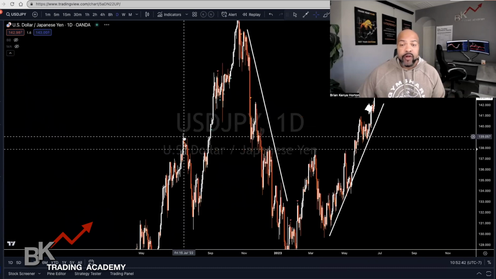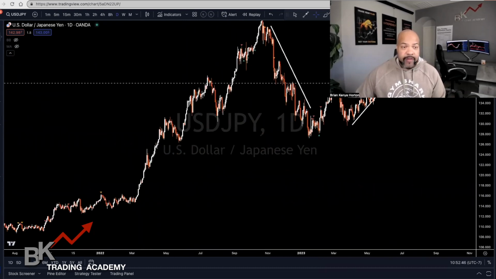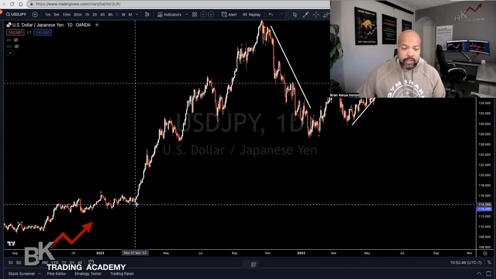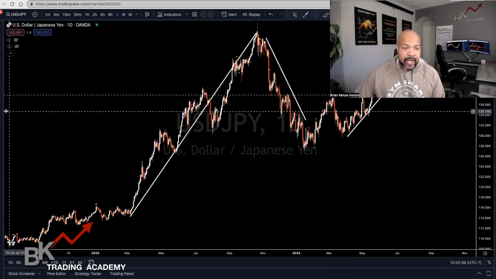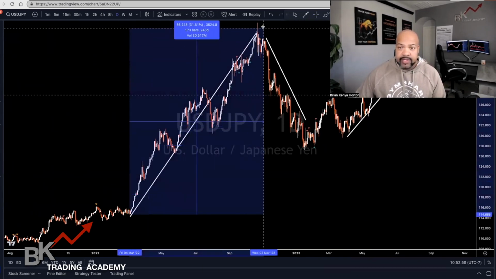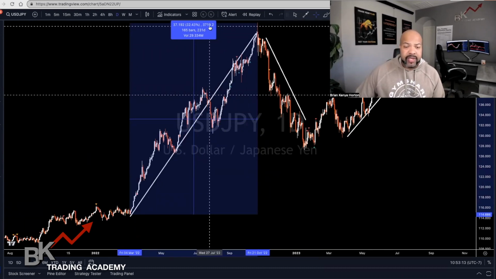Let's go even before that. Now, look at this strong rally right here. Very, very strong rally. We're talking about from March 2022 all the way till October 2022. And just kind of getting my measuring tool from here to this top here, we're looking at 3,719 pips within just over a year, about a year and a half or so.